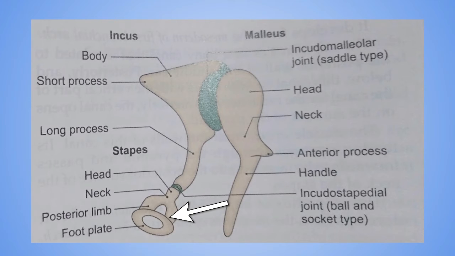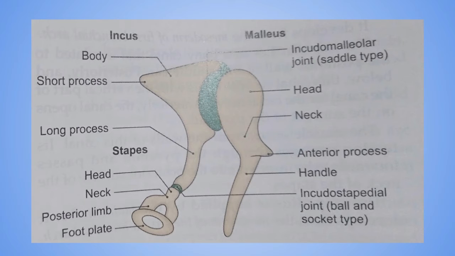Now next bone is the stapes. This bone is so called because it is shaped like a stirrup and it is the smallest and the most medially placed ossicle of the ear. It has basically four parts. First of all, it has a small head. The small head has a concave facet which articulates with the lentiform nodule of the incus.